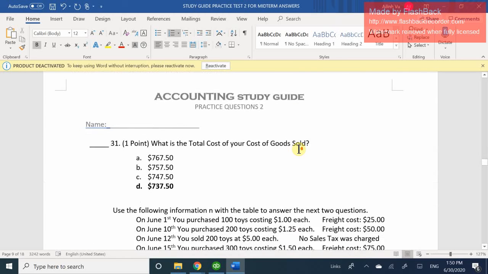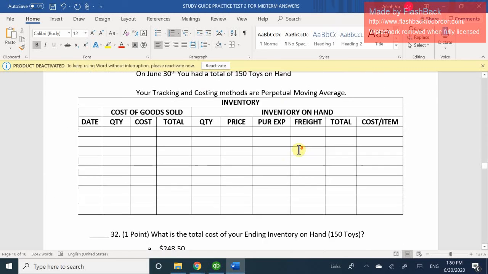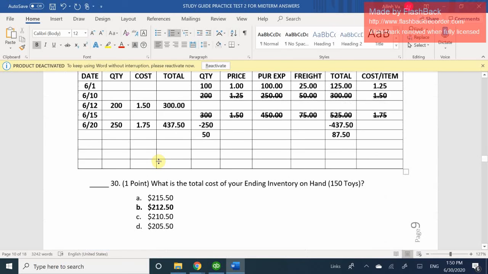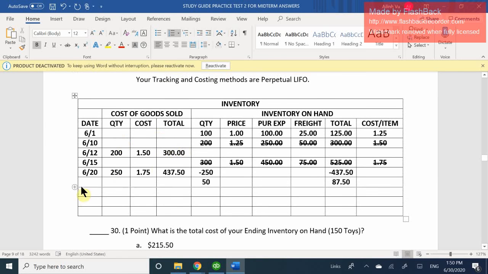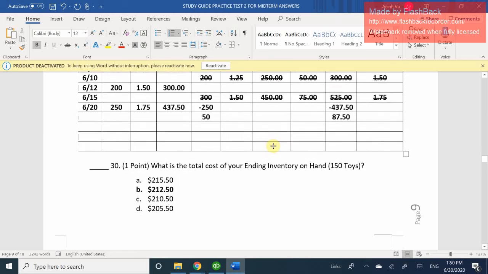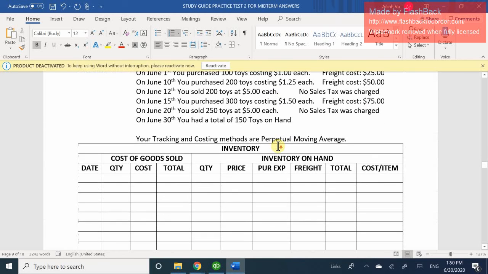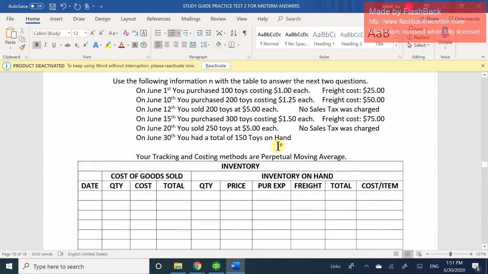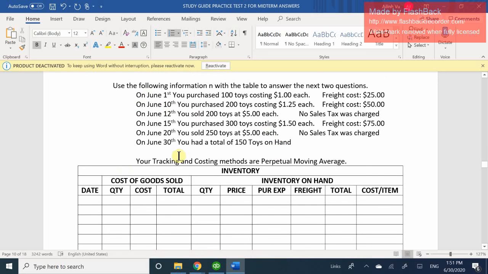Good. All right. Now we're gonna do another one. Except this time, since I figured if you can do LIFO this way, you could just easily do FIFO the other way. The only harder one that I want to test you on is going to be moving average. So this time you're getting the same set of information, but your tracking method and costing method is going to be perpetual moving average.